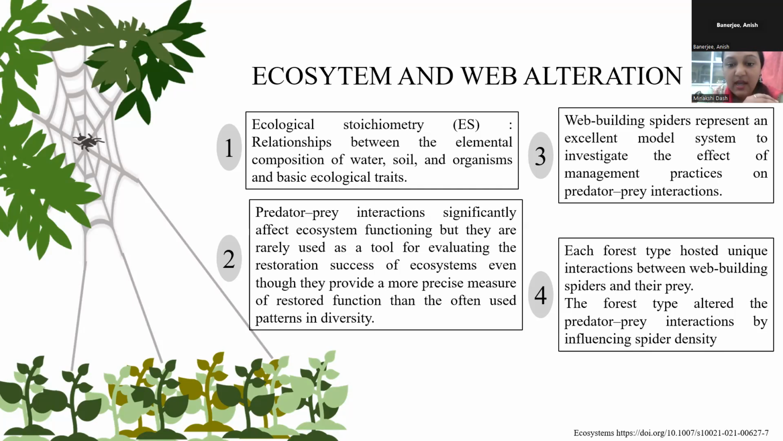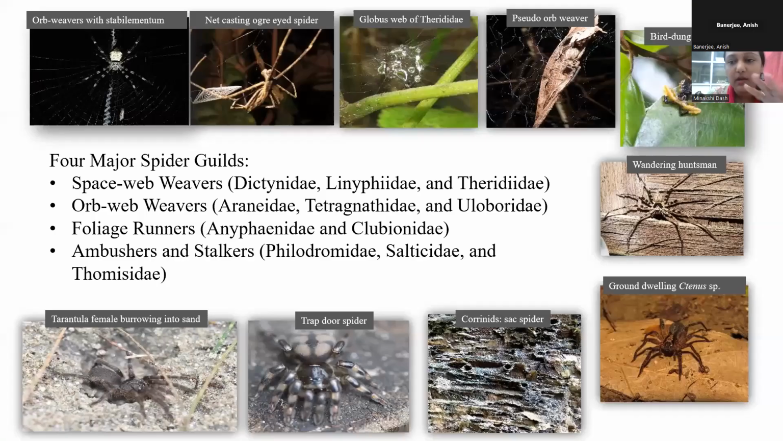And each forest type will have different kinds of web patterns. I won't say much on this slide; later we'll get to see. So for beginners, there are four major guilds. Space web weavers, shown by the families Dictynidae, Dinopidae, Theridiidae; orb web weavers, shown by the families Araneidae, Tetragnathidae, Uloboridae; foliage runners, Anyphaenidae and Clubionidae; then ambushers and stalkers, Philodromidae, Salticidae and Thomisidae.